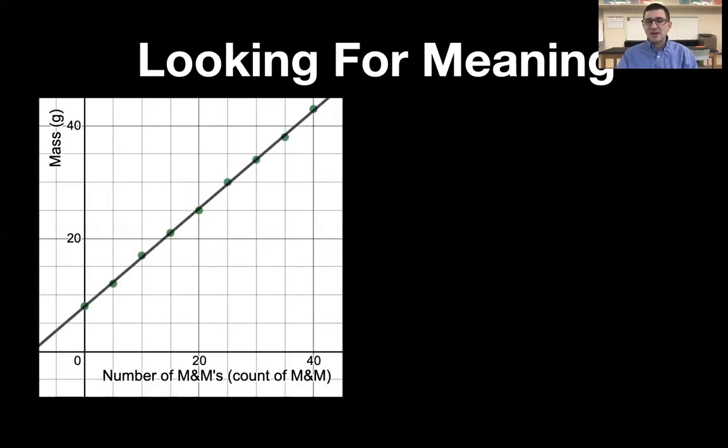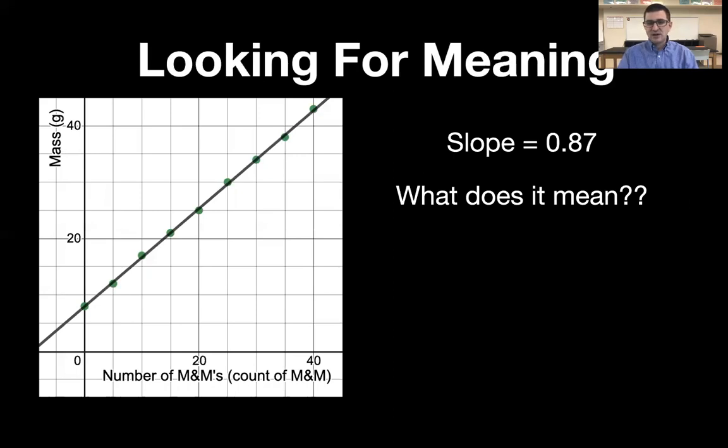Another way that dimensional analysis is useful is if we're trying to figure out the meaning of something. One example is the M&M's lab that we did. You can find the slope is 0.87. But the question is, well, what does that slope mean? So we can do dimensional analysis and look at the actual units of the slope. We found slope by doing rise divided by run, so the units are going to be grams divided by the number of M&Ms. So the slope is 0.87 grams per M&M.